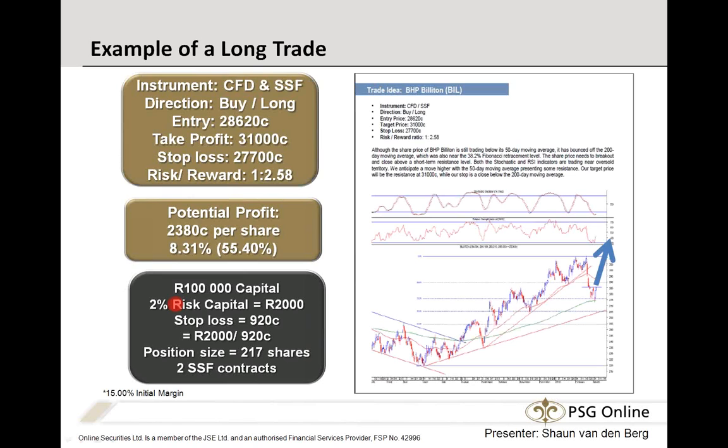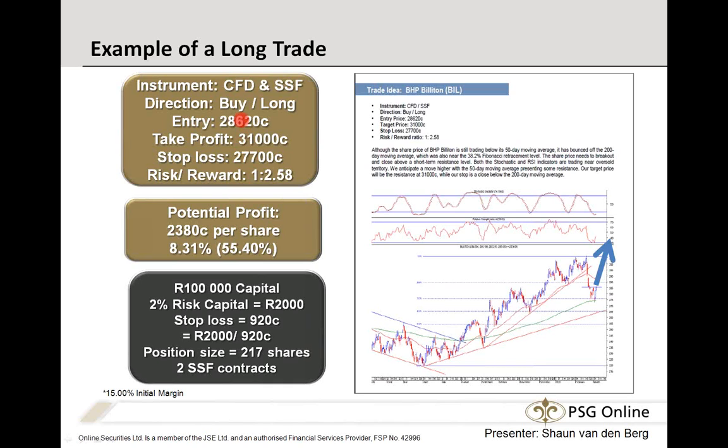Here are some examples of trades before we handle some questions. This is the thing we put out every day, called our stockbroker. This is the one we did on bulletins a while ago. We went long on the trade. We're anticipating a breakout above that resistance trend line, so that was our entry point. Our take profit was our previous high, so that's where we're aiming for. Our stop loss would be the 200-day moving average, which is 277.